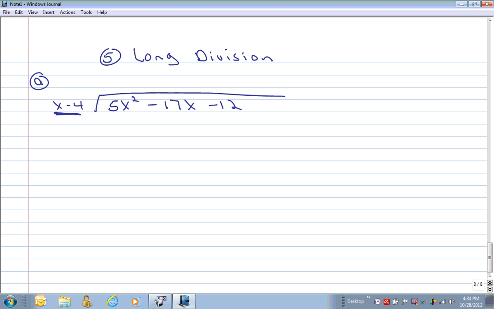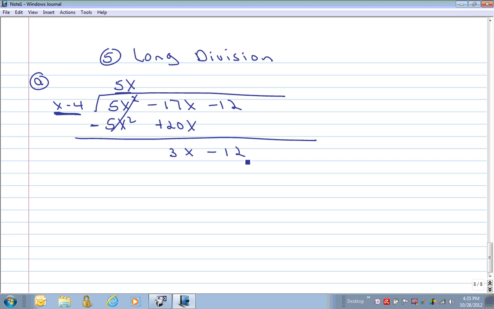All right, so we think about the first term in each part, in the divisor and the dividend. So we have x and 5x squared. So x times something gives me 5x squared. I believe that would be a 5x. And 5x times x gives me 5x squared. And 5x times negative 4 gives me a negative 20x. And then remember, it's long division, so I'm subtracting everything. That means I just change all the signs. This becomes a negative, this becomes a positive. All right, these will cancel. We have negative 17 and a positive 20, so we have a positive 3x minus 12.